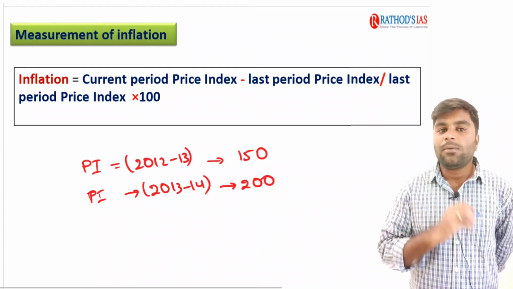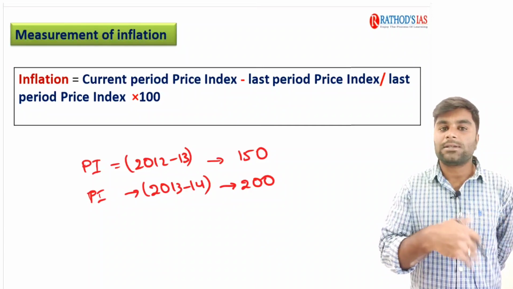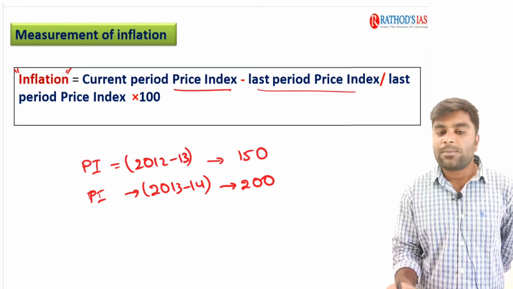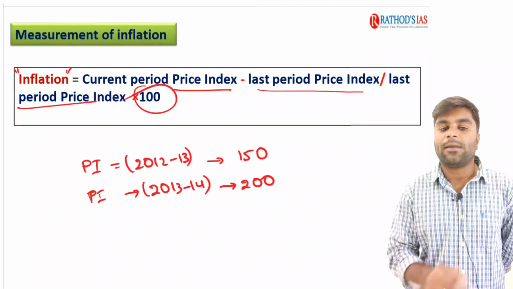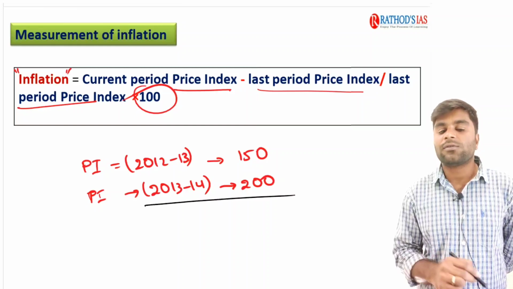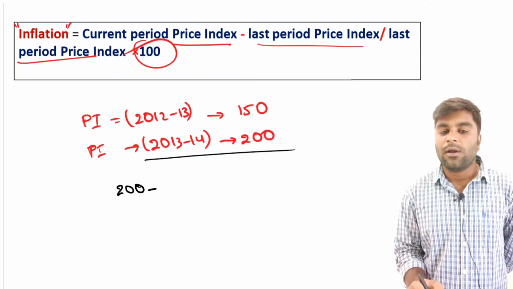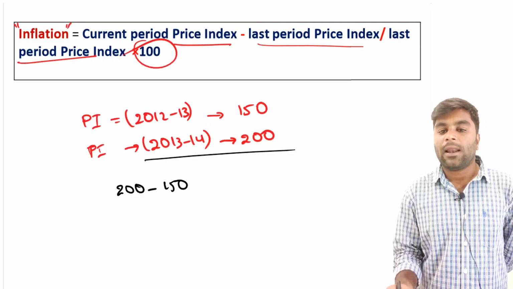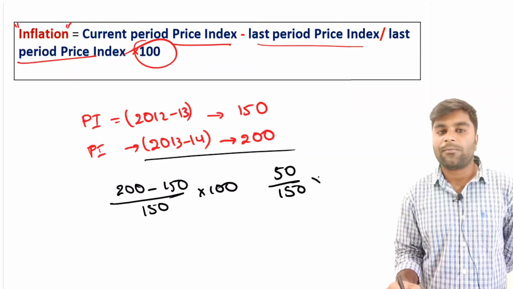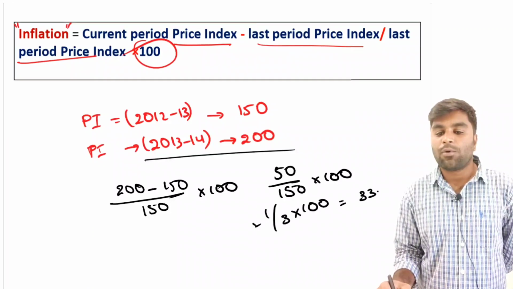Now, I told you in the beginning of the class that the change in the price index of the current year when compared to the previous year is called the inflation rate. So, in order to calculate inflation, we have the formula: the current year's price index minus the last year's price index, by the last year's price index, multiplied by 100. Now we are calculating the inflation rate of wheat in the year 2013-14. If we substitute the values, the current year's price index is 200, minus last year's 150, by last year's price index 150, into 100. See, 50 by 150 into 100. So we have 1 by 3 into 100. So almost we get 33.3%.